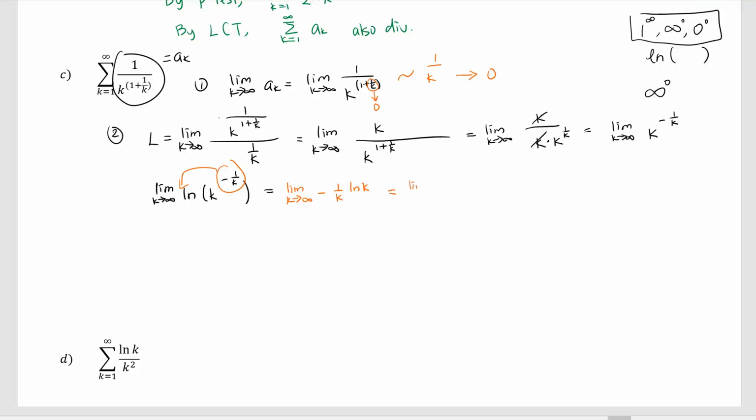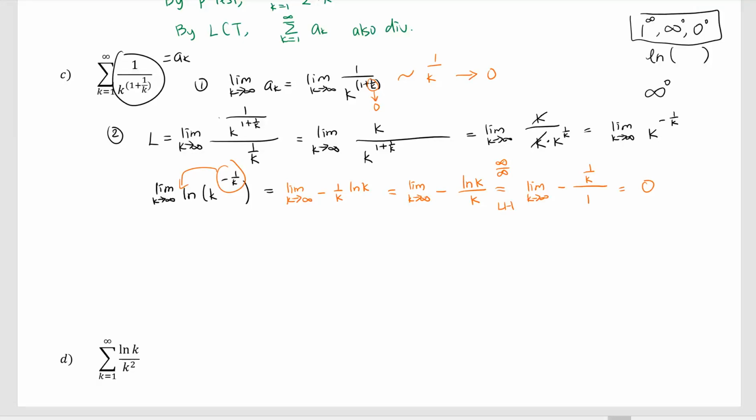See, it's actually a quotient. Now when k goes to infinity, we get infinity over infinity, so you can use L'Hopital's rule. So here we get the derivative of ln of k, which is 1 over k. The derivative of k is 1. So when k goes to infinity, this is 0.